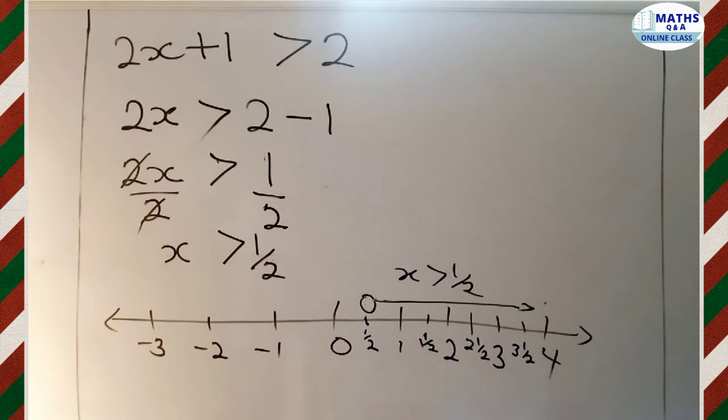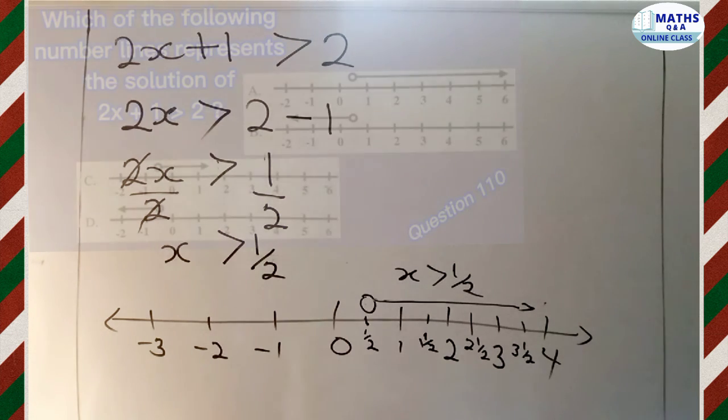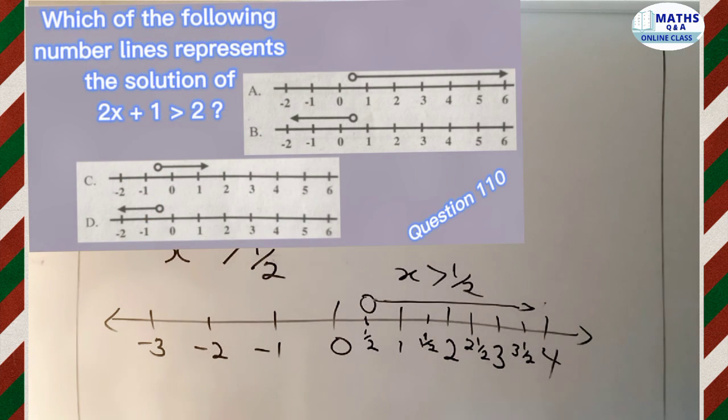Now let's compare these results with the options given to us in the question. Which of them do you think is correct? Is it option A, B, C, or D? The correct answer is A, where x is greater than half.